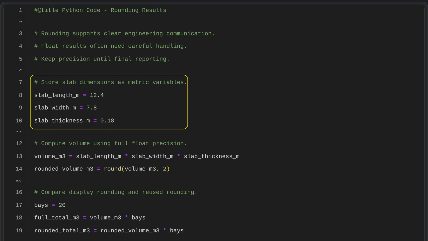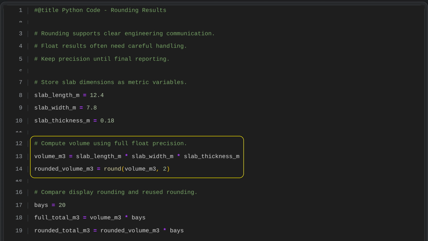The concrete slab dimensions are defined in meters: a length of 12.4, a width of 7.8, and a thickness of 0.18. These values are stored as floating point numbers to keep the measurements precise for later calculations. Calculate the slab volume by multiplying its length, width, and thickness using full floating point precision. Then round the result to 2 decimal places so it is easier to read and report while keeping reasonable accuracy.